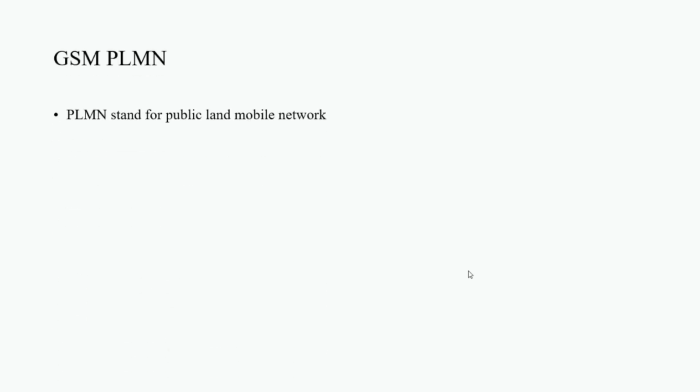Today we discuss the topic of PLMN, its objective, and the different services offered by the GSM PLMN. So let's start with the PLMN. As already discussed in the topic of GSM architecture, it stands for Public Land Mobile Network. In GSM, PLMN is at the highest level of the hierarchy.